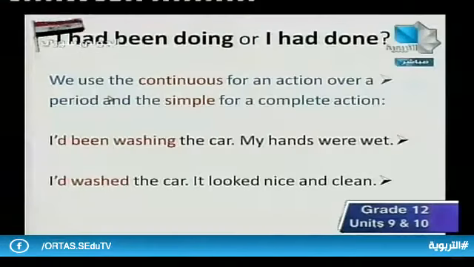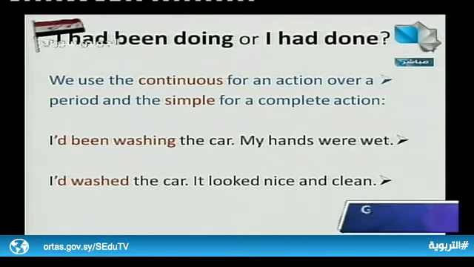Okay, let's say about the duration of time: ING takes the duration of time. With the past perfect simple, the focus is on the action itself, not on the duration of time. So we can say the past perfect continuous emphasizes the duration of an action that was in progress before another action or time in the past, while the past perfect simple focuses on the action only, to talk about an action that happened before another action. That's it. This is generally speaking.